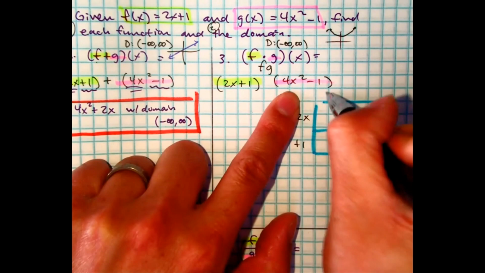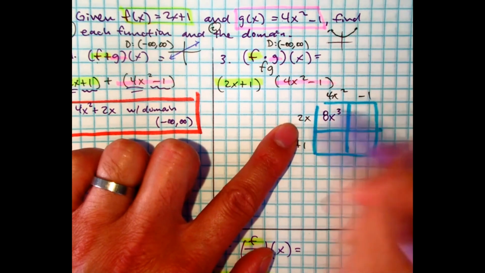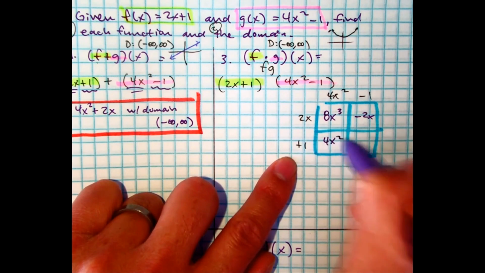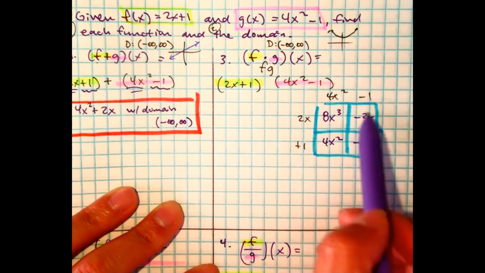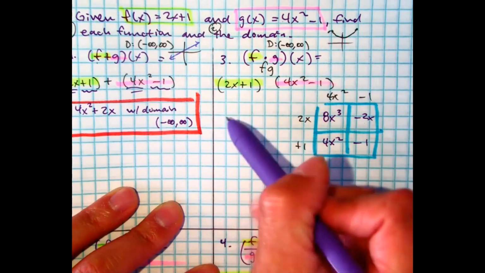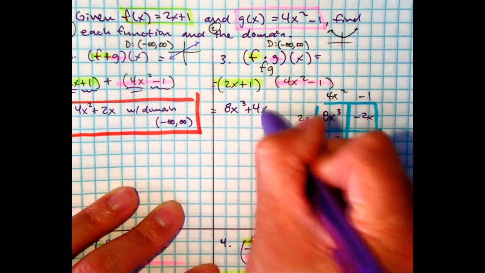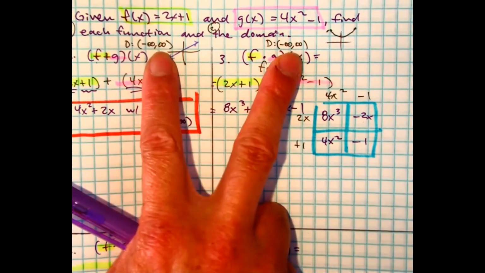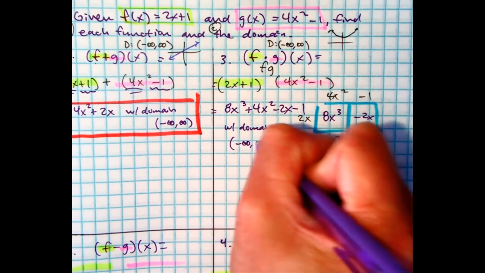Let's do the box together. I have 2x plus 1 and 4x squared minus 1. Class, what's 2x times 4x squared? 2x times negative 1. 4x squared times 1. 4x squared. And 1 times negative 1. And then inside the box we combine like terms. We write them in descending order. Which one goes first, class? 8x cubed plus 4x squared minus 2x minus 1. Again, you look for the most restrictive domain. In this case, they are the same, so we can just write domain of any value you want. And that's our answer.